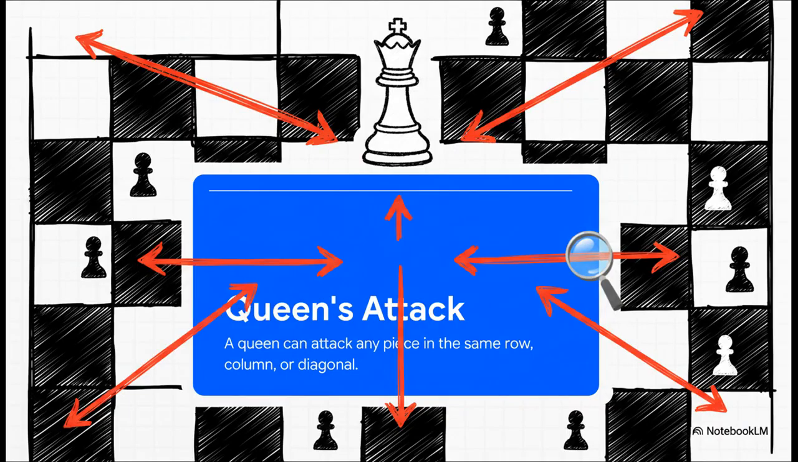And to solve it, you really have to understand the queen's power. She's the heavy hitter in chess, and her moves define the rules of our puzzle. Basically, any square that's in the same row, same column, or on the same diagonal as a queen is a no-go zone. It's off limits.